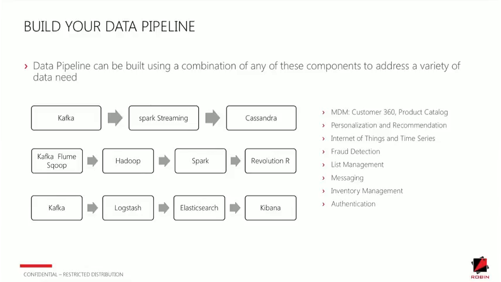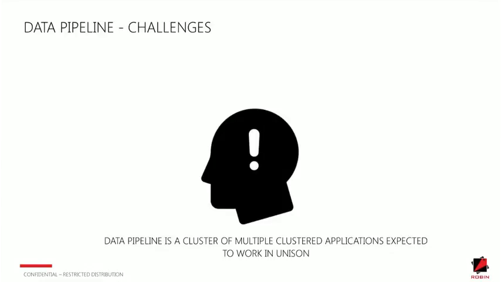Now, essentially, you can think of a data pipeline as a cluster of multiple clustered applications expected to work together in harmony. So, it is not just a single application that you spin up. It is a series of clustered applications that are stitched together, through which the data is flowing and is being consumed by end users.